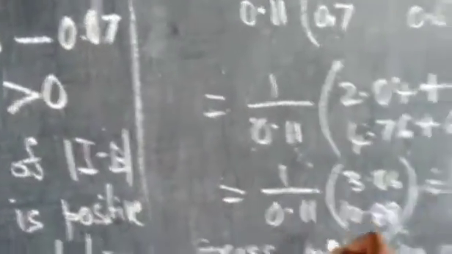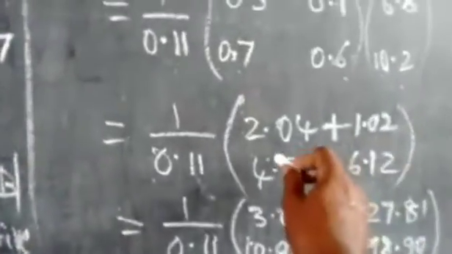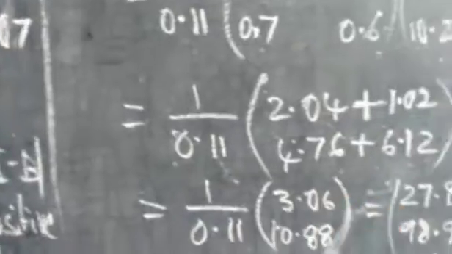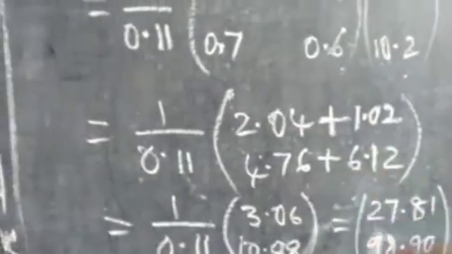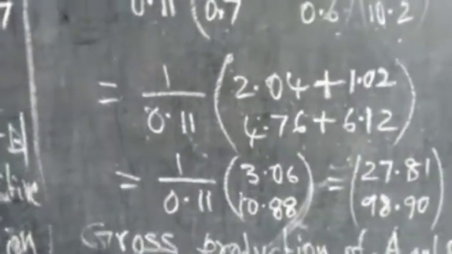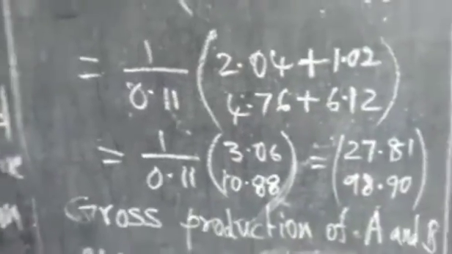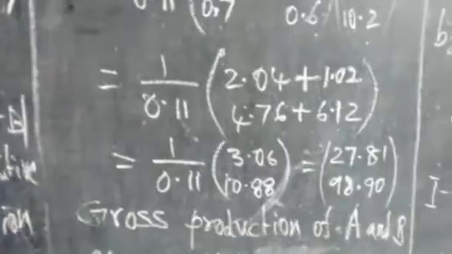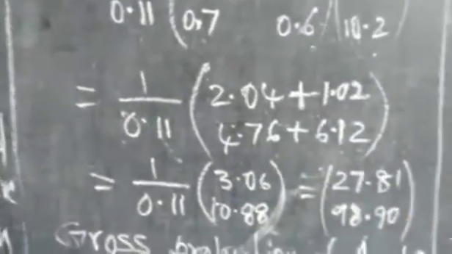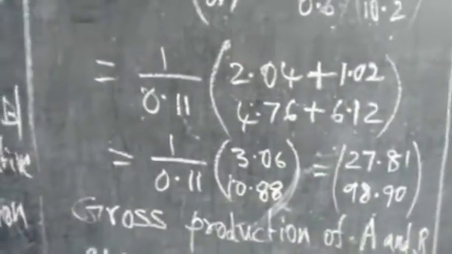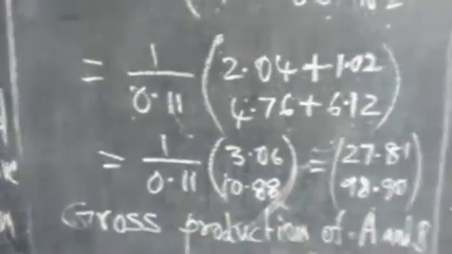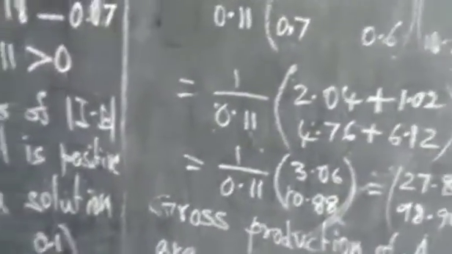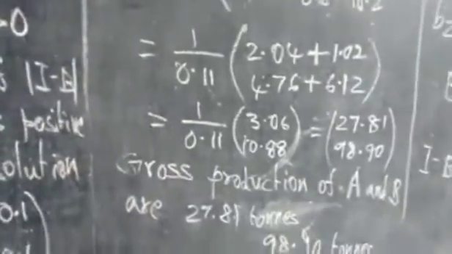Next, 1 by 0.11. Whenever adding these two things, 2.04 plus 1.02 means 3.06. 4.76 plus 6.12 means we get 10.88. Is it okay? Whenever 3.06 is divided by 0.11, what did you get? 27.81. Okay. And 10.88 divided by 0.11, we can get 98.90. You can use a calculator. You can use a calculator in the exam also.